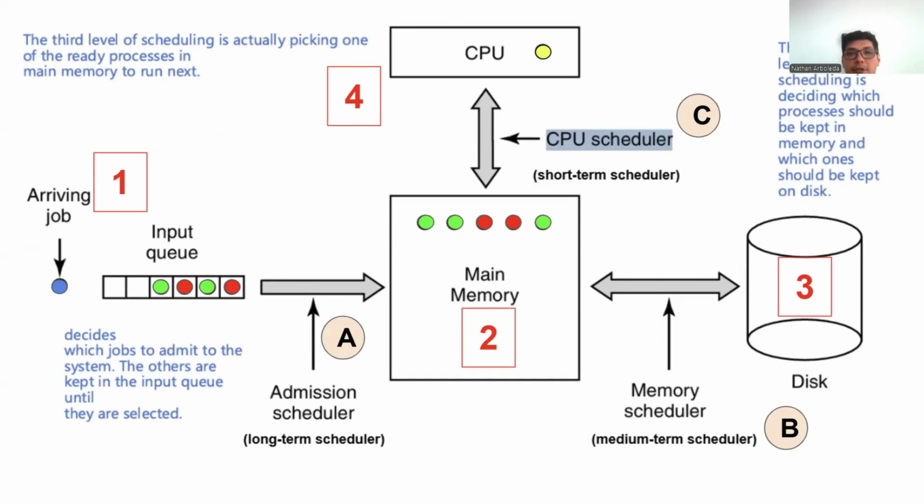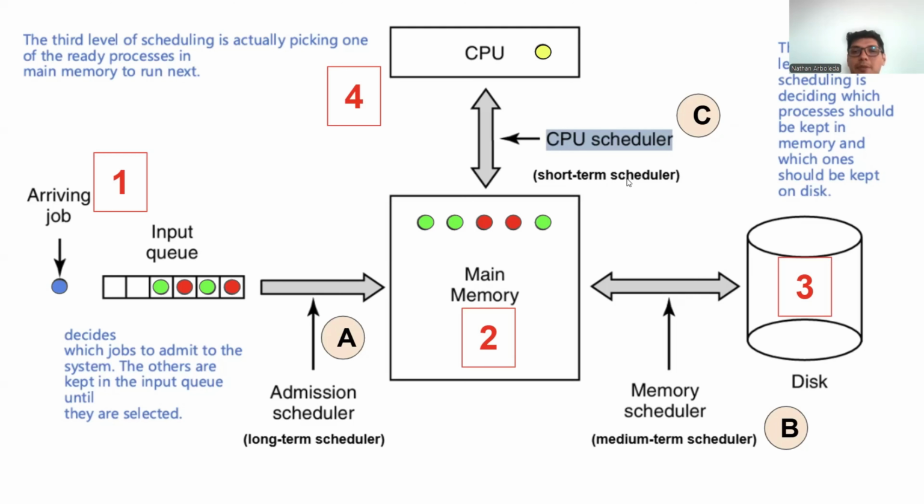Now, let's go back to the original image. On structure number 1, we have an arriving job, which is a program. It goes in the input queue, and its goal is to go to the main memory. The admission scheduler decides which job to admit to the system. The others are kept in the input queue until they are selected. Once in the memory RAM, number 2, when it's full, it needs to go to disk. The memory scheduler is in charge of that. The second level of scheduling is deciding which processes should be kept in memory and which should be kept on disk. So the memory scheduler swaps processes from main memory to the disk and vice versa.